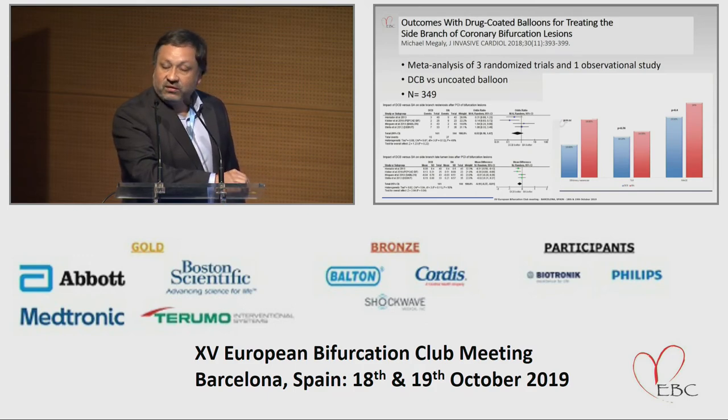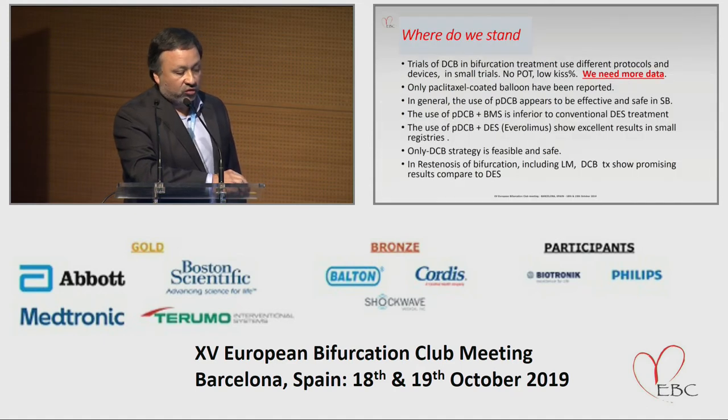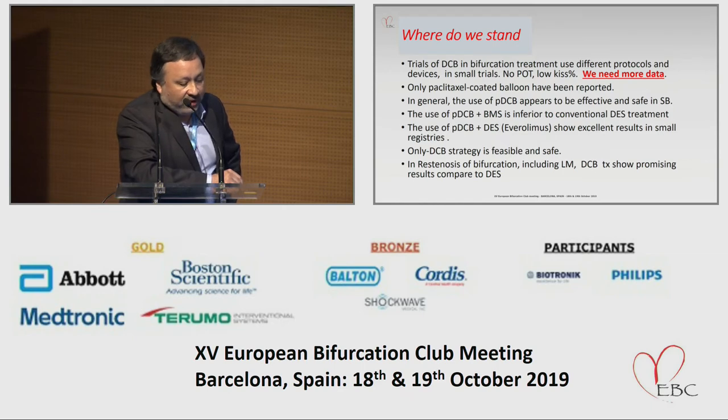One meta-analysis of using drug-coated balloon in bifurcation treatment comparing with plain angioplasty in the side branch. And they show in 2018 that they have better results with drug-coated balloons in terms of late lumen loss in the side branch. That was the only difference between two groups. So where do we stand now? I think we need more data.